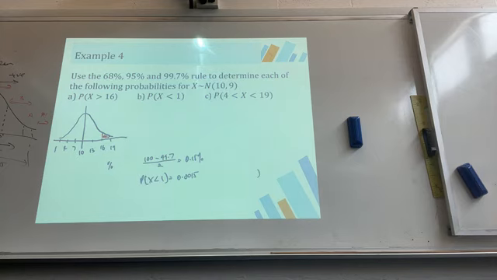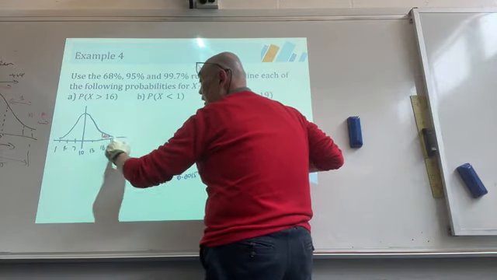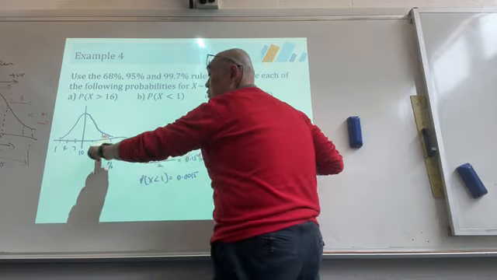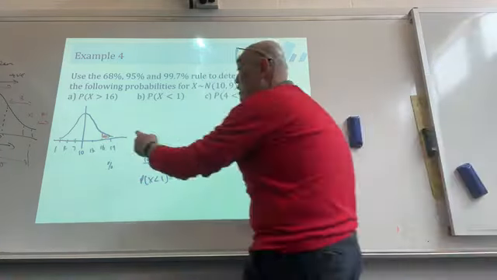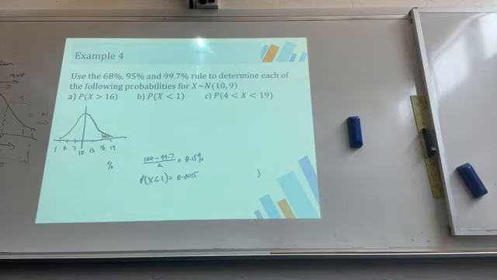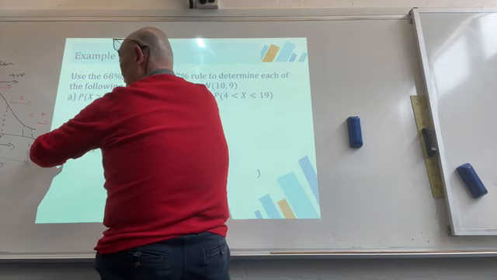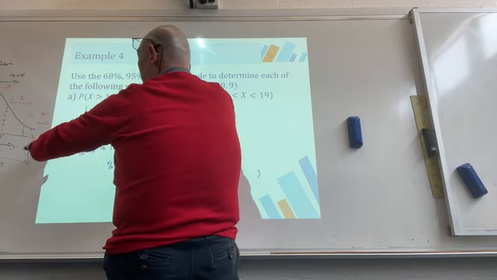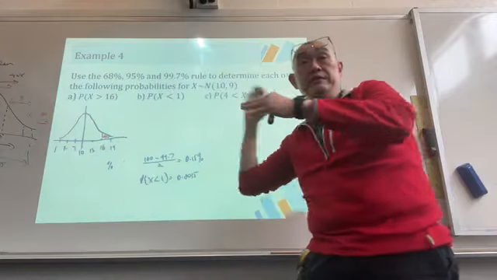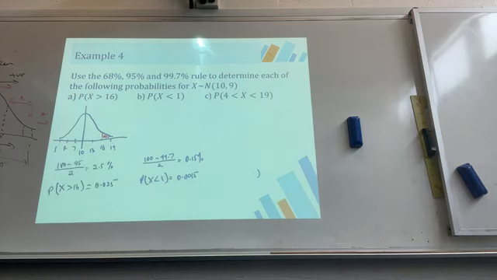So you know that this is greater than 16, from 16 to infinity. This is 2 standard deviations. Can you work out this area? You could, because you know that between here and here is 95%. So you do 100 take away 95% divided by 2, because it's this end. So it's 2.5%, or the probability is 0.025.